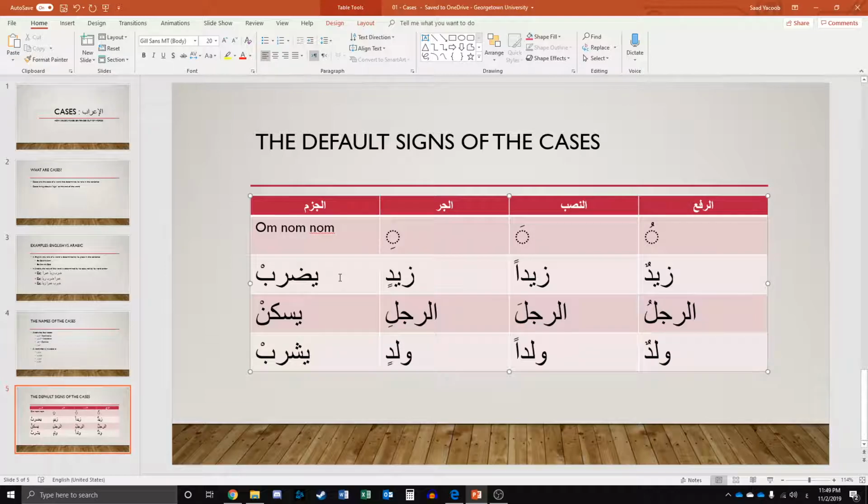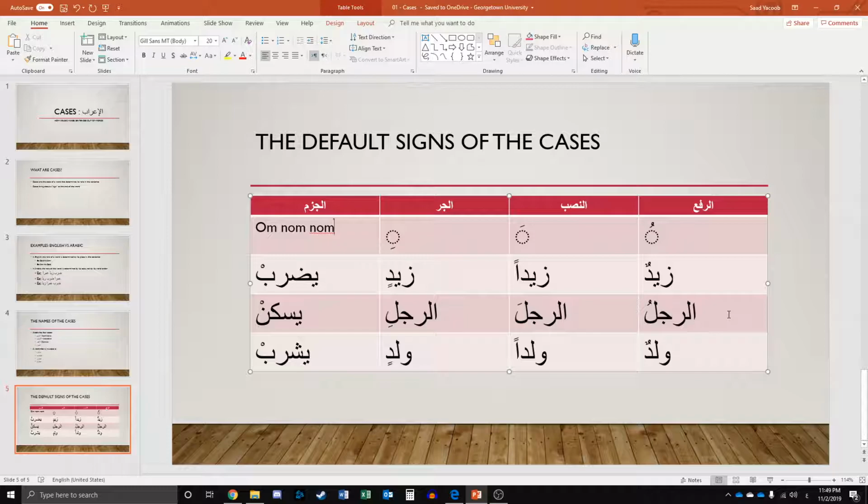Yadrib, yaskun, yashrab. So again, the marfu' is known by the dhamma, which is Zaydun, ar-rajulu, waladun. The nasb is known by the fatha, which is Zaydan, ar-rajula, waladan. The jar is known by the kasra, so Zaydin, ar-rajuli, waladin. And the jazm is known by the eating of the last sign, so it's yadrib, yaskun, yashrab. Alright, that's the four states and their default signs.